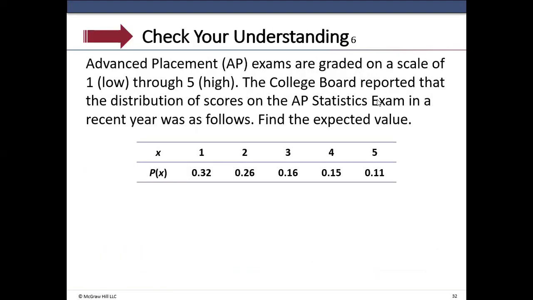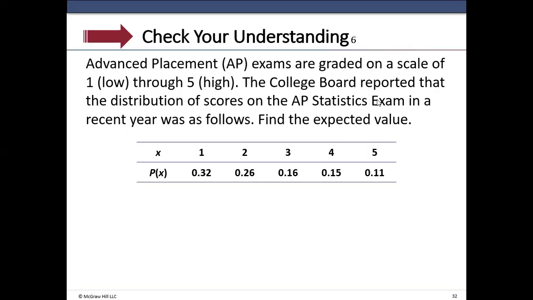Advanced AP exams are graded on a scale of 1 low through 5. The College Board reported that the distribution of scores on the AP Stat exam in a recent year was as follows. So X and P(X) are given. So second plus 4. X is the grade. Lowest is 1, highest is 5.